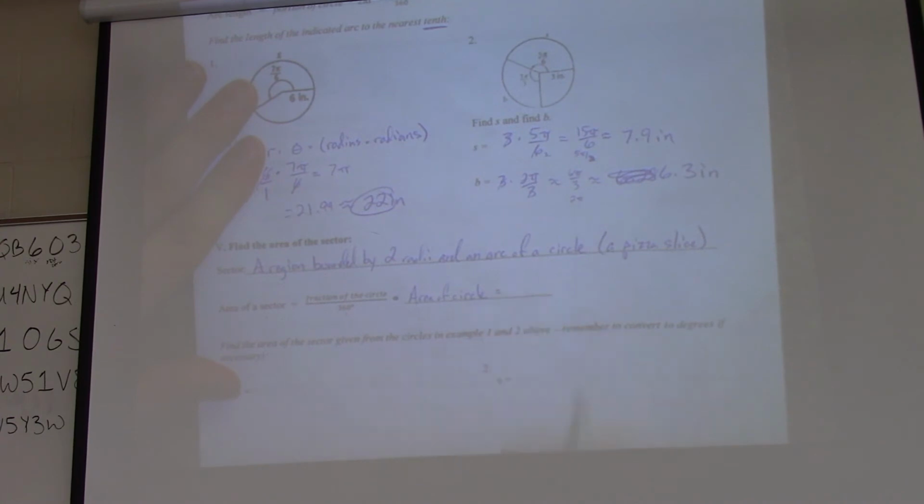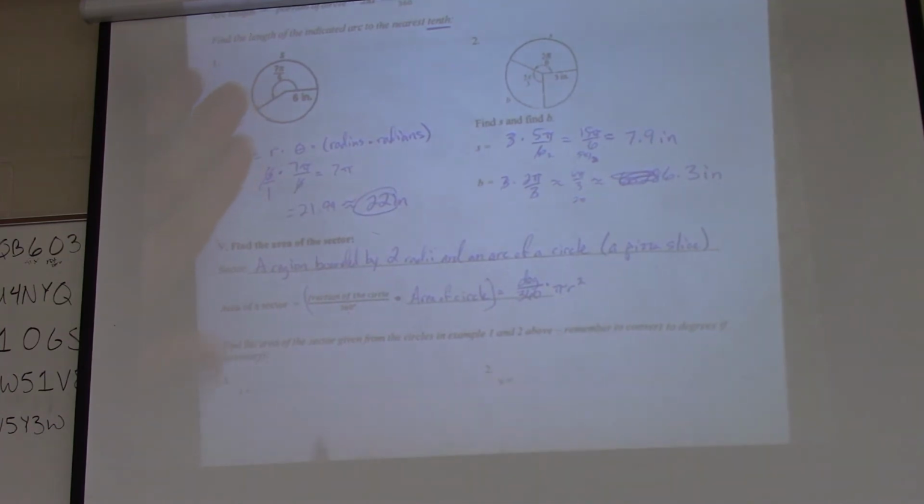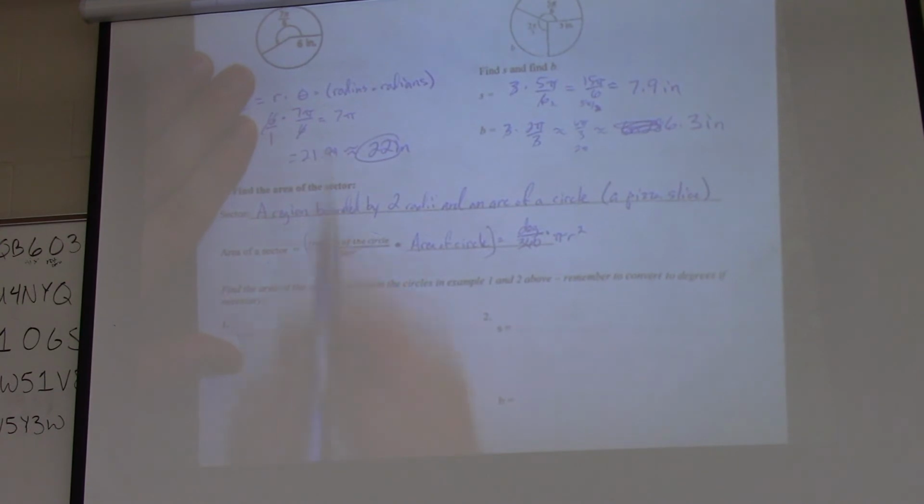So what this means, I'm going to make it real easy, is degrees over 360, because that's the part of the circle, times pi r squared. That's it. The area of a sector is the fraction of the circle times the area of the circle. Area of a circle is pi r squared. So how are we going to do this? Well, let's look at the example up above. S was 7 pi over 6.